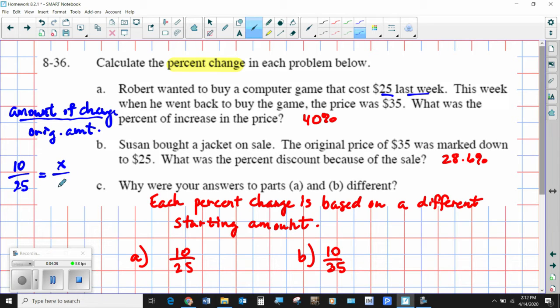So if we want to find the percent change, just set that up as a percent proportion, and you can see 10 out of 25. If you multiply that times 4, multiply this times 4, you're going to get that as 40%.